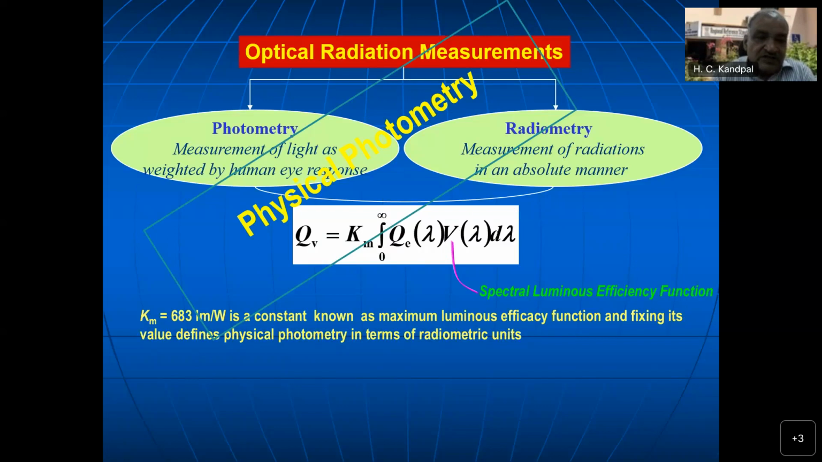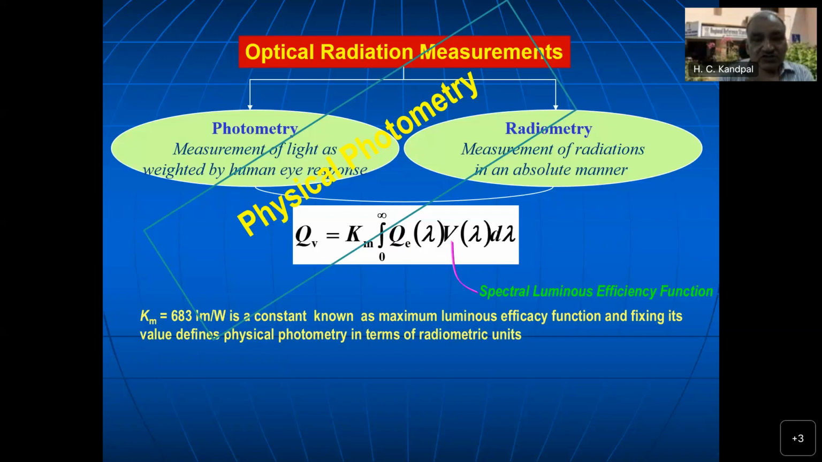And what is the meaning of this 683 lumen per watt? It means that if a light stimulus is converted into energy, and that comes out to be 1 watt, then in terms of photometric parameters, the luminous flux, meaning the flow of light from the source, whose units are lumen, will be 683. So that is the meaning of 683 lumen per watt.